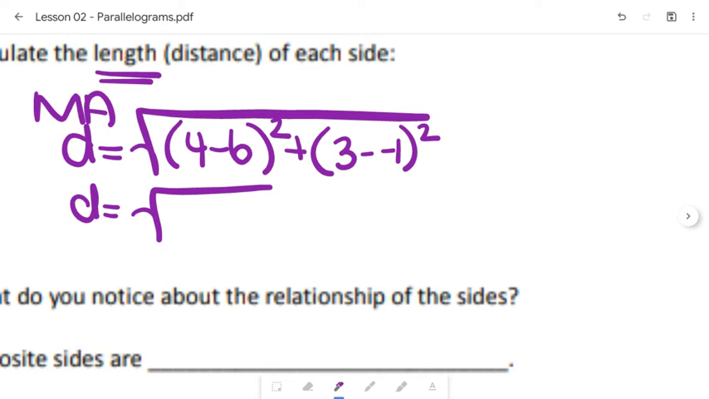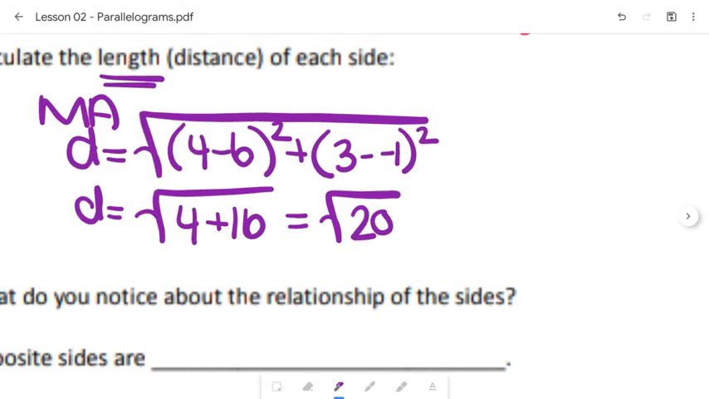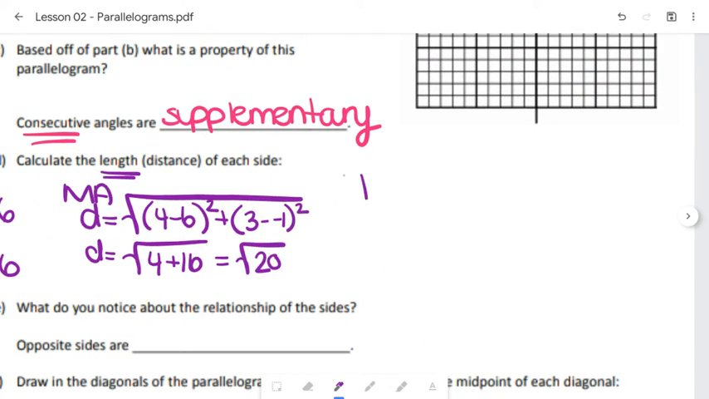So we're looking at -2 squared, which is 4, 4 squared, which is 16, and we get the square root of 20. You could simplify that to 2 radical 5, but we're in x2, so I'm not going to. And then we have one last side to calculate.